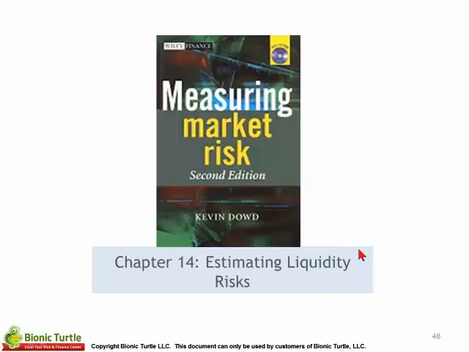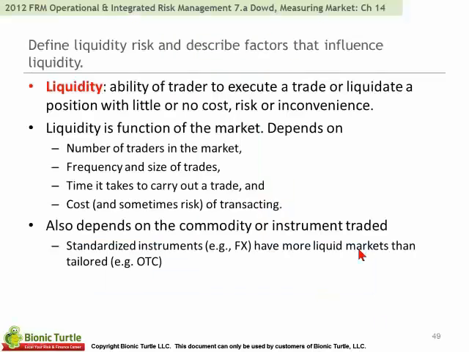So Chapter 14, Estimating Liquidity Risk from Dowd, is really about liquidity-adjusted value at risk. And liquidity is the ability of the trader to execute a trade or liquidate a position with little or no cost, risk, or inconvenience. And we see that it's both a function of the market and of the instrument or position itself. In regard to the market, it can depend on the number of traders, frequency and size of trades, time it takes to carry out a trade, and the cost of transacting the trade.